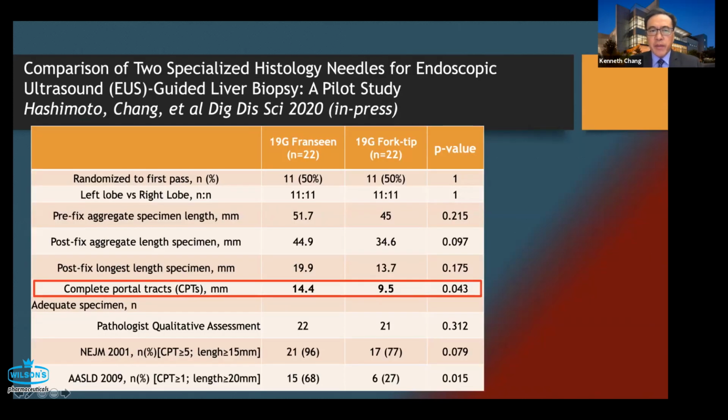Well, we recently published our own study looking at Francine tip versus fork tip, and this was just single pass, single actuation. And we found that the Francine tip, once again, was superior with 14 complete portal tracts versus 9 with the fork tip. Now, both are quite adequate for clinical use and give a diagnostic yield, but the Francine tip seems to be the sharpest and gives the most pristine liver biopsy.